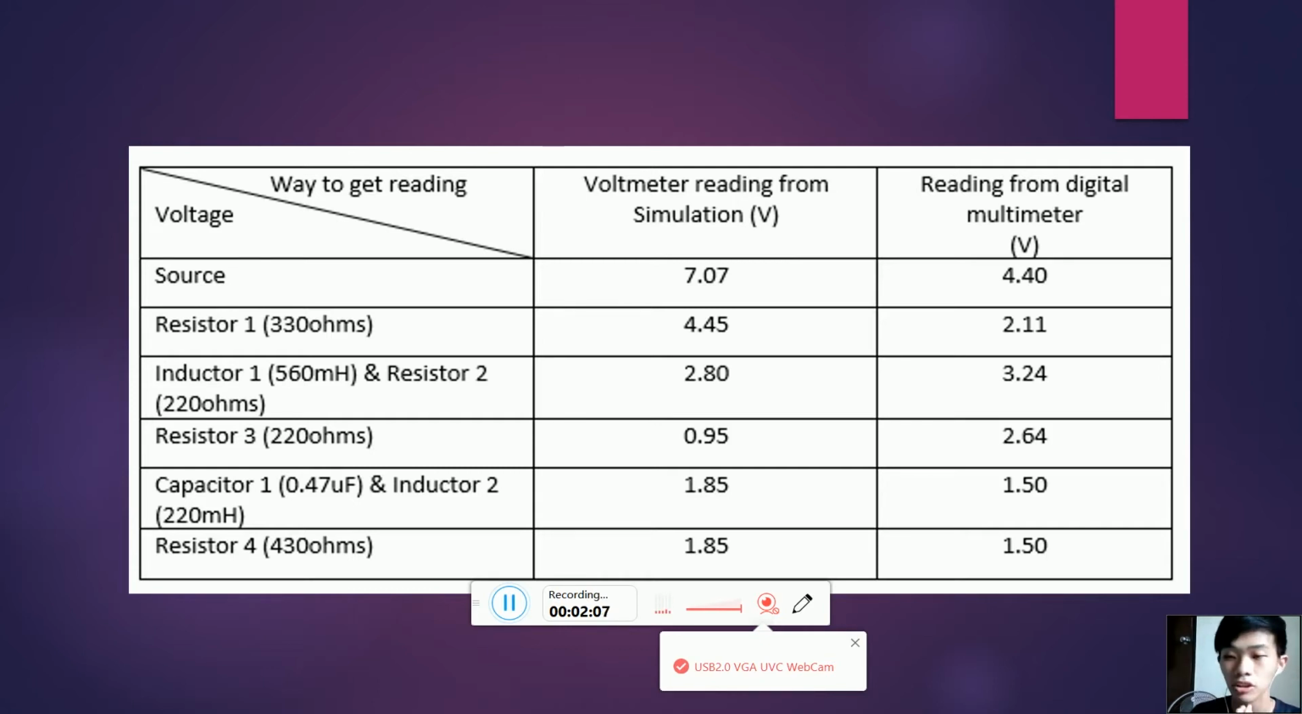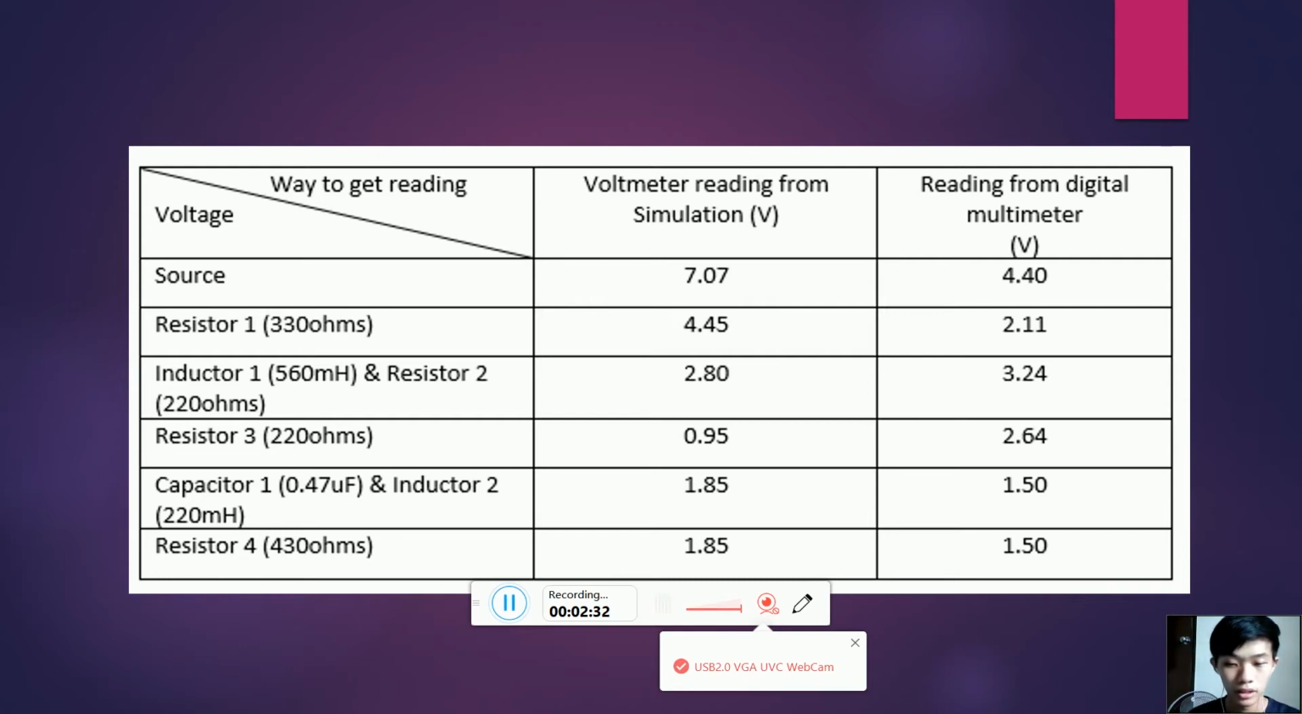This is because of a very simple reason. The readings that we get for some of the voltages and currents, like for the source and for the first branch, obey Ohm's law. So this shows that the readings that we get are acceptable.